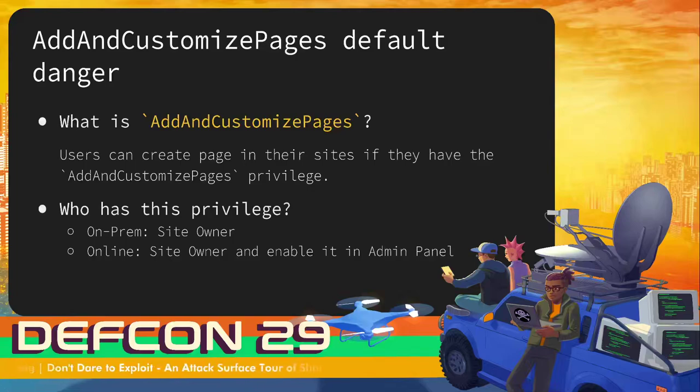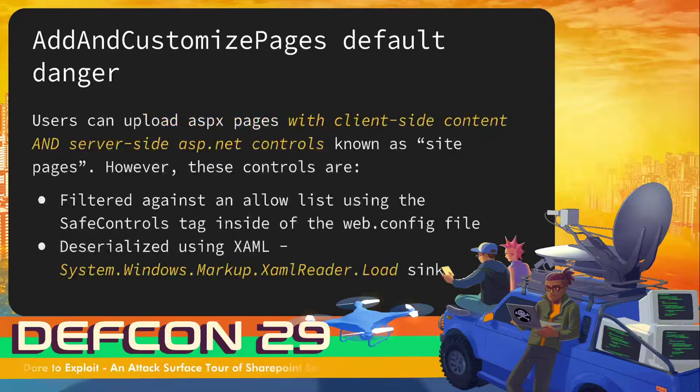It gets dangerous because users can also upload ASPX pages, which can contain client-side script along with server-side ASP.NET controls. Those are known as site pages. The controls are filtered by an allow list that is defined in the web.config, so you can't just upload whatever control you want. And those controls will be deserialized using XAML. Several evil payloads were used in the past with XAML, but those payloads don't work here. We can't just deserialize whatever payload we want and get code execution that way.